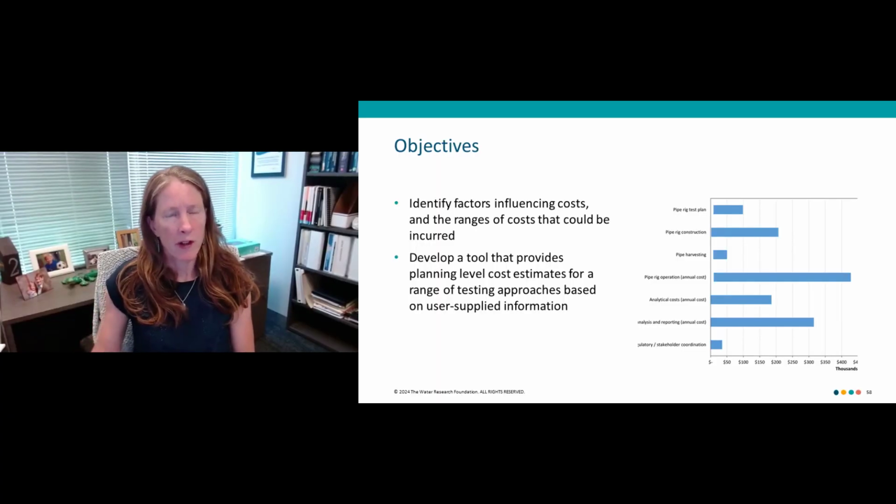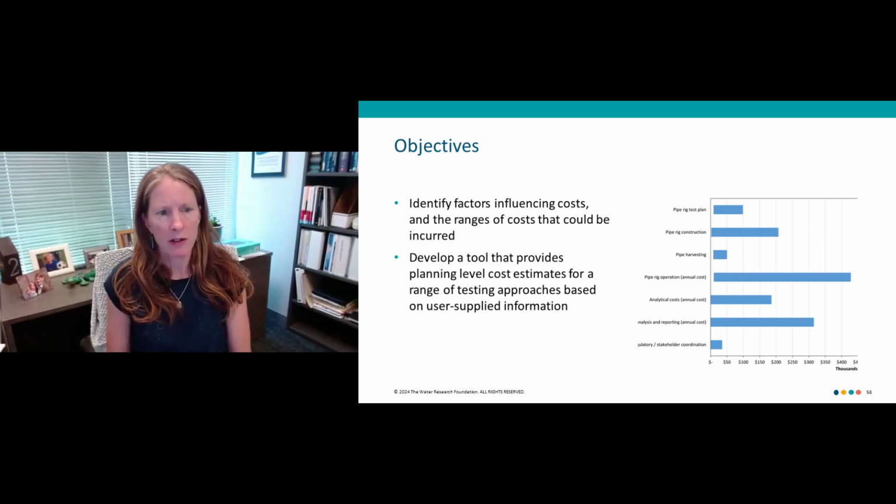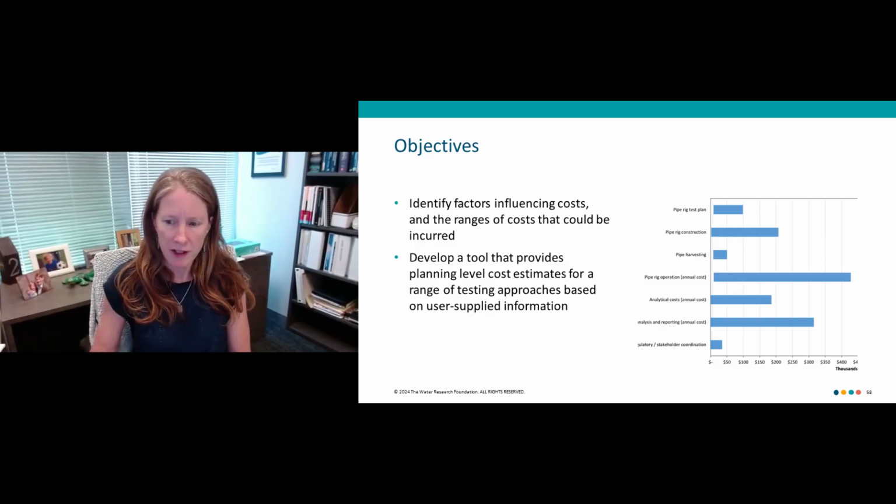Thanks, Michael. So for this portion of the project, our objectives were to identify factors influencing costs for pipe rig testing, and to develop a cost tool that provides planning level estimates for a range of testing approaches based on user supplied information.